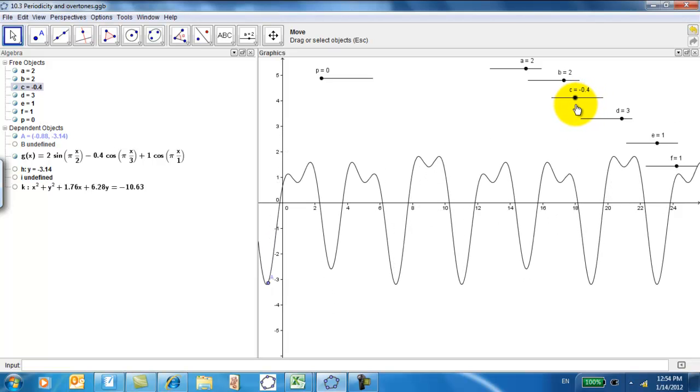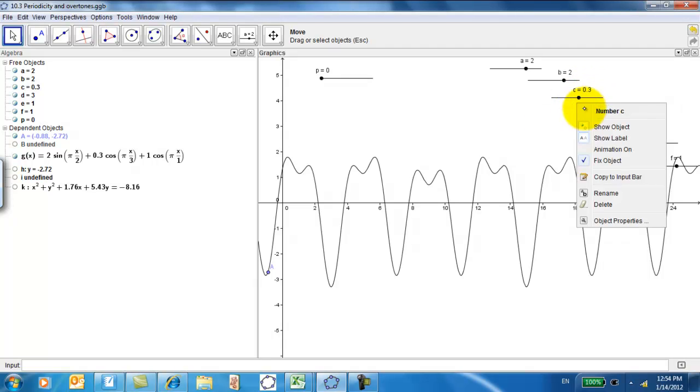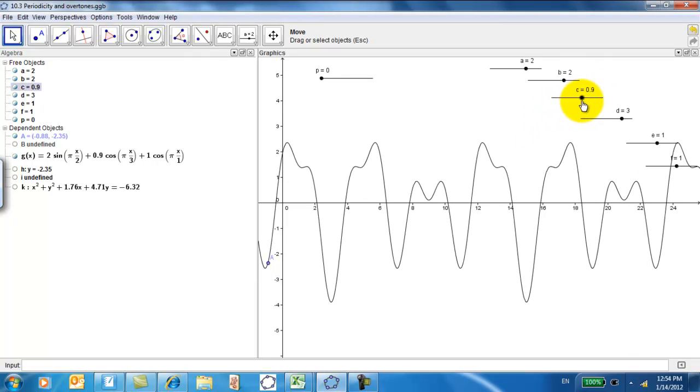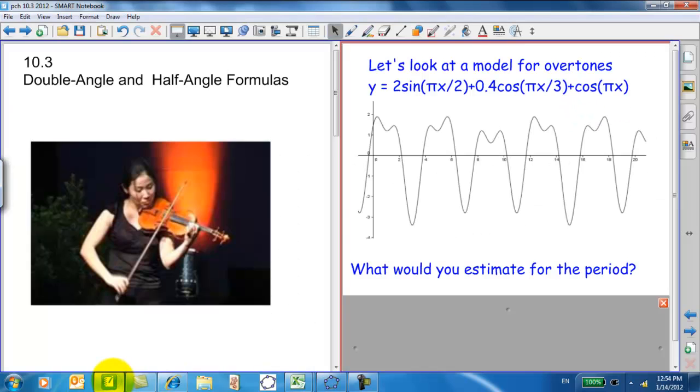So, it's a lot of fun. I think this was at 0.4. Oopsie. 0.4. Yeah. Okay, back to the slide. We'll come back to this in a bit.